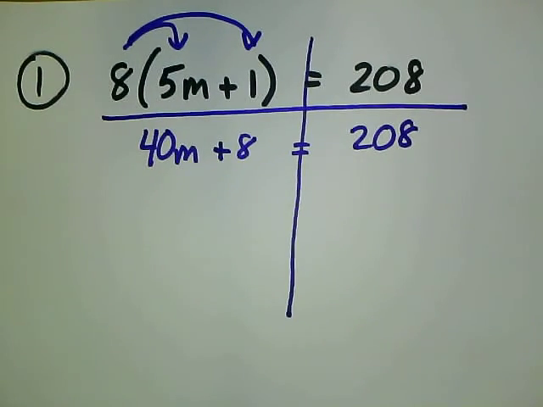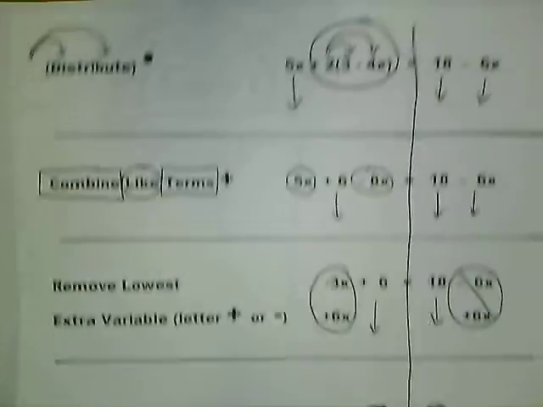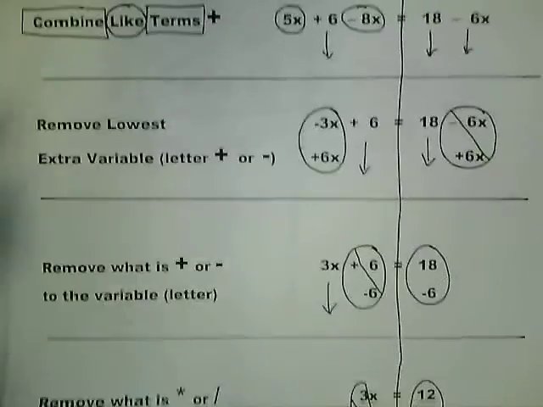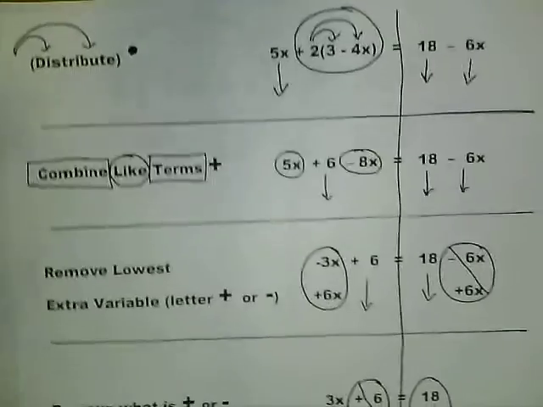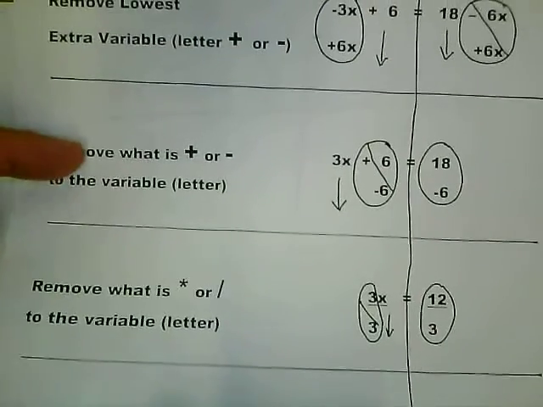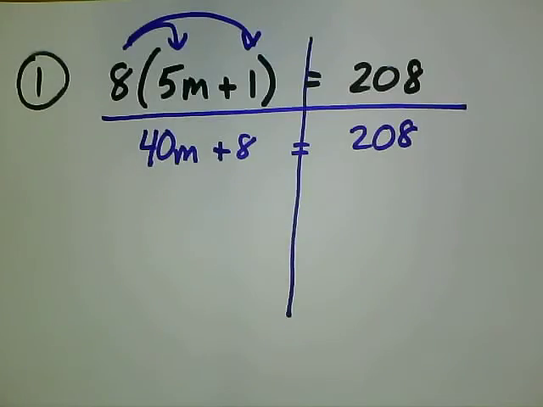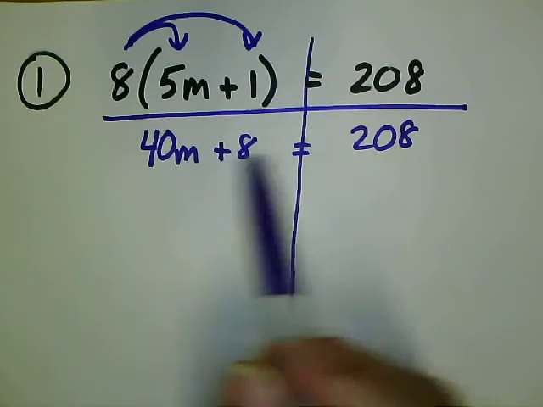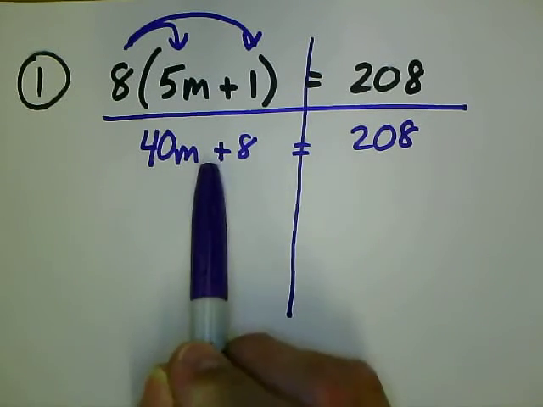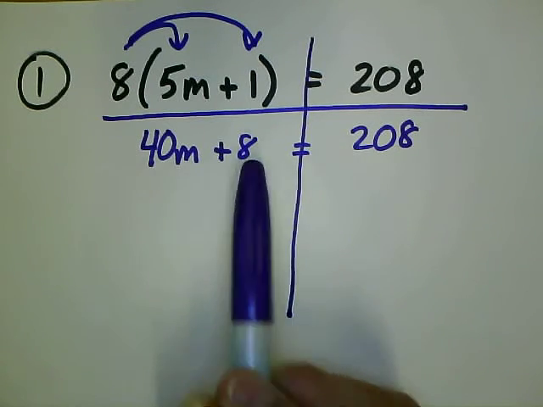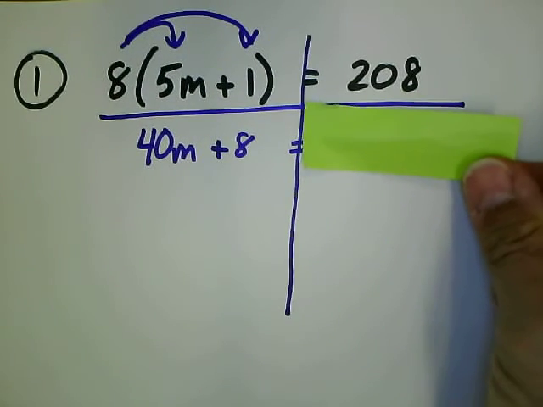This is 3 steps. Remember, here's what we have: distribute, combine like terms, remove the extra variable, add, subtract, multiply, divide. We're going to do the top one, distribute, and go all the way down to the add, subtract, multiply, divide. So in this one, you have a setup similar to what you did last week, where you have one number attached to the variable and one number not. So we're obviously going to focus on that side.